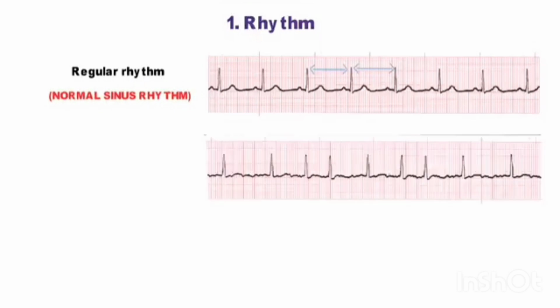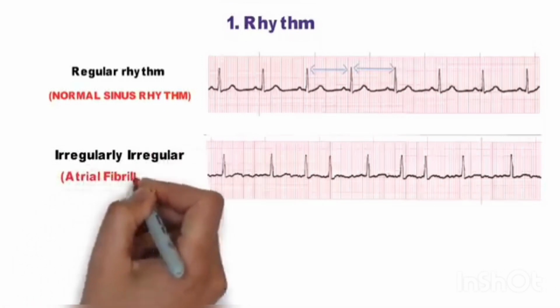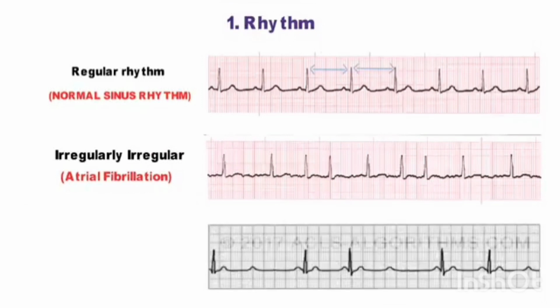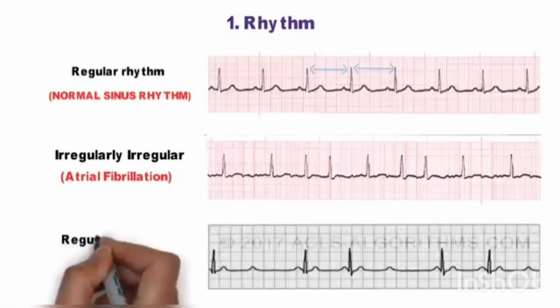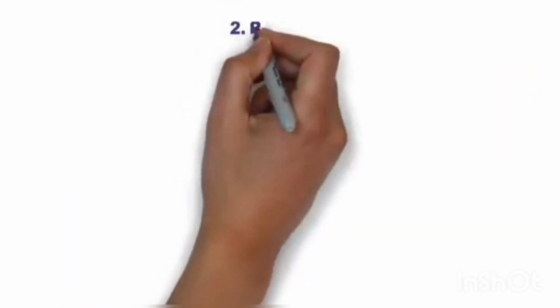In this second ECG, as you can see, the RR interval is not equal at any time and there is no identifiable P wave. The rhythm is irregularly irregular, which occurs most commonly in atrial fibrillation. Now look at this ECG. Normal regular rate with regular drop beat. So rhythm is regularly irregular, which is seen most commonly in second degree heart block type 2.